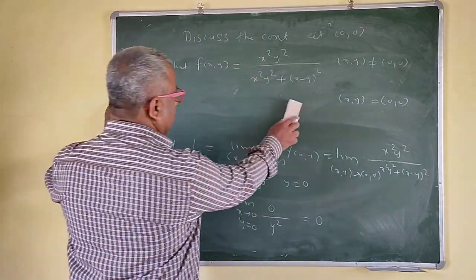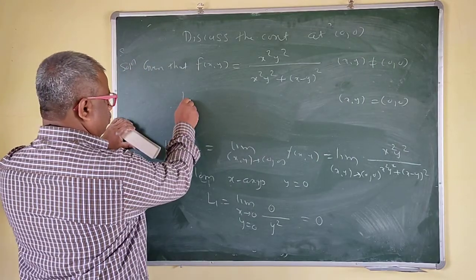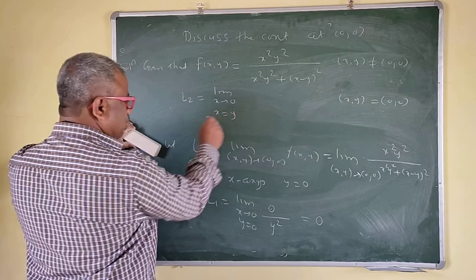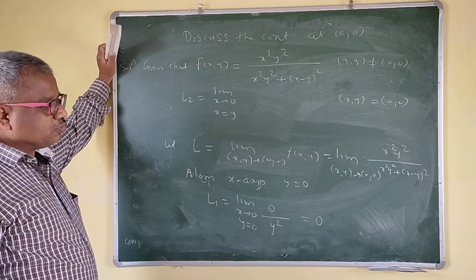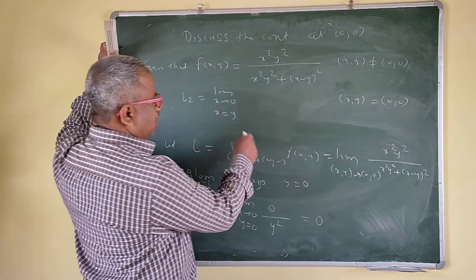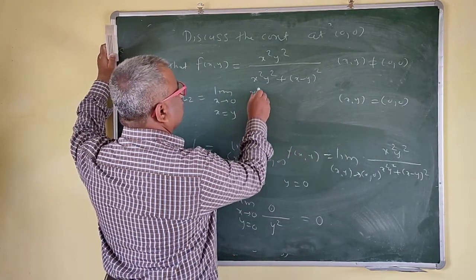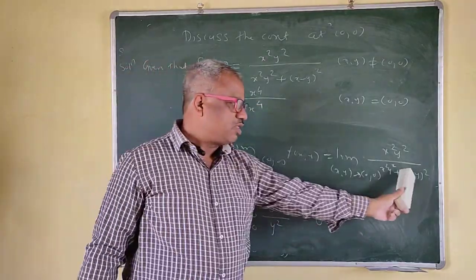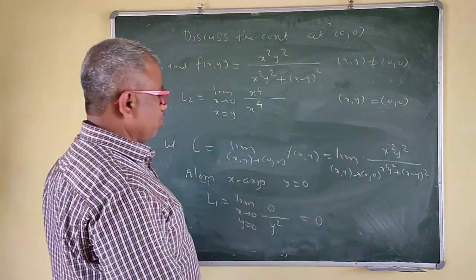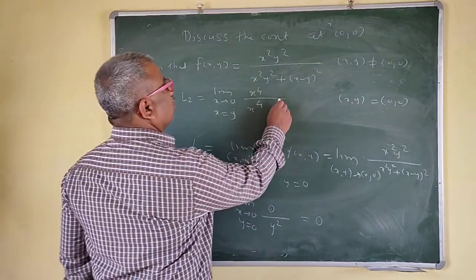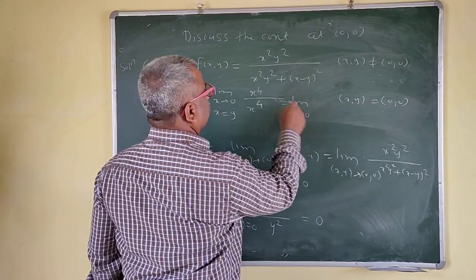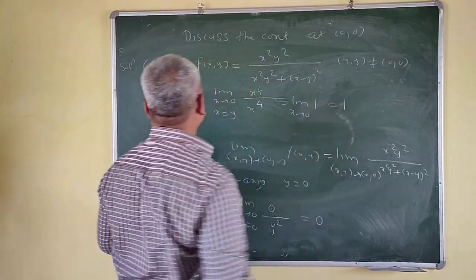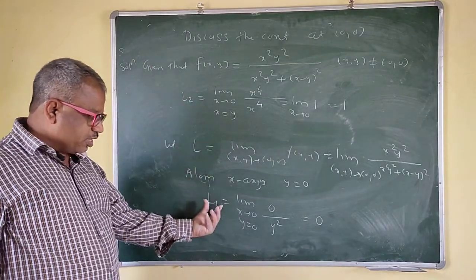Now we will take the path. So L2 is limit x tends to 0 and we'll choose the path x is equal to y. So put x is equal to y there. The numerator is 0 and the denominator is x to the power 4. Now this is equal to limit x tends to 0 of x square upon x square, which is 1, and the limit of a constant is the constant. So this is 1, right? So your L2 is 1.